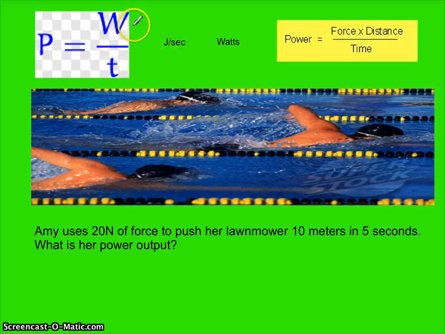Power is going to be in joules per second. You may remember that work is in joules and time is in seconds. Now, on occasion, you'll have a formula that looks like this: power equals force times distance over time. You may remember that work is force times distance. So if you are given the force, the distance, and the time, you should be able to figure out the power.